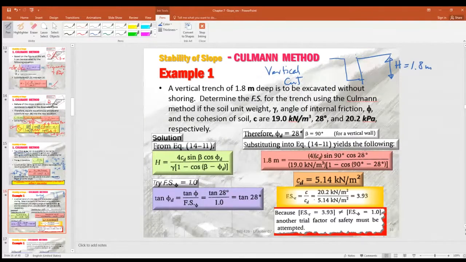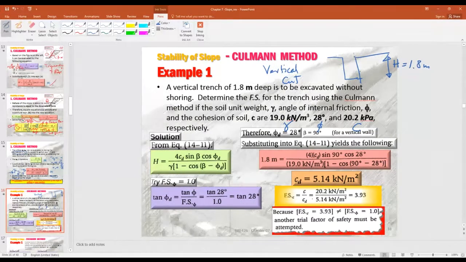No shoring. You are given the soil parameters: cohesion, c, and the angle of internal friction, and the unit weight, gamma. Cohesion is 20.2 kPa, angle of internal friction is 28 degrees, and the unit weight of the soil is 19 kN per cubic meter.